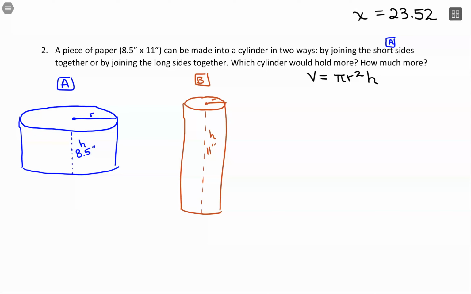So what we can think about is how this other side of the piece of paper is coming through. So in this scenario A, we know the 8.5 side is here.